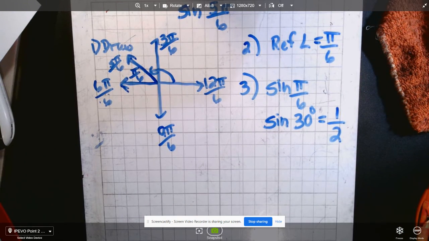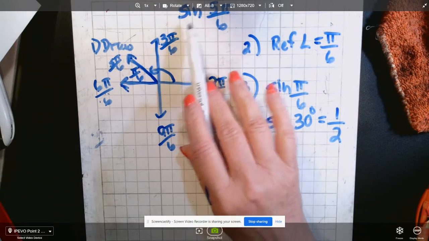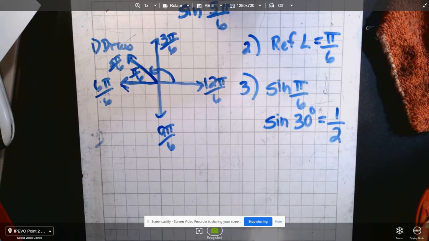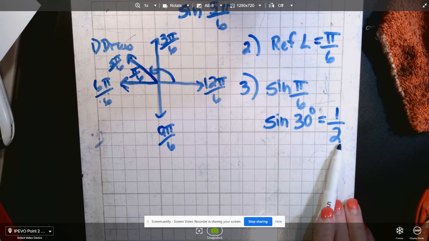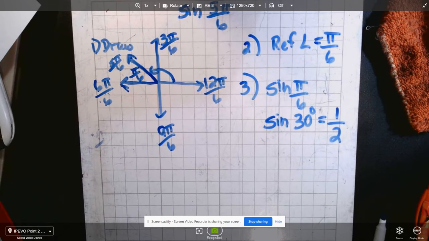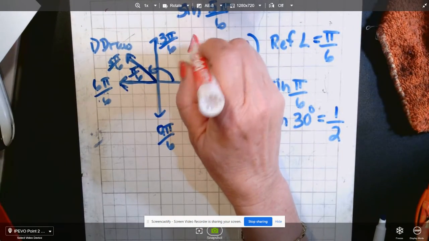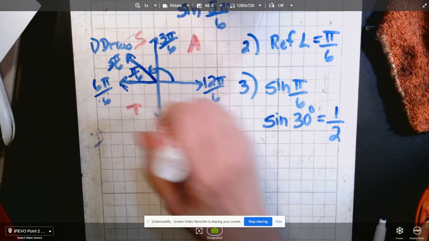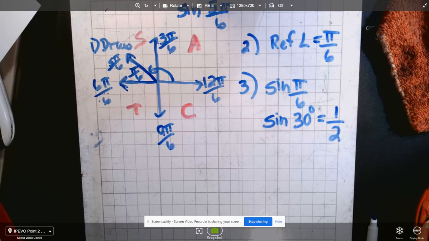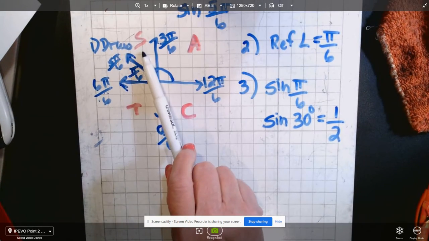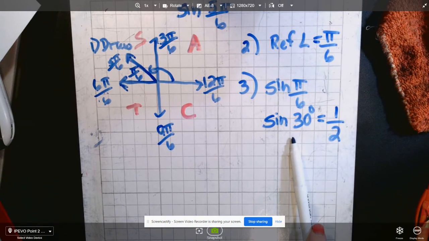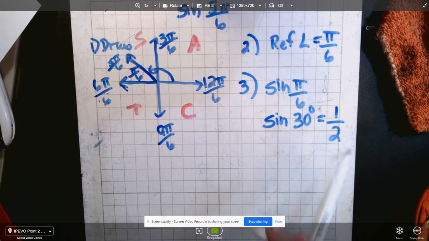So now I know that the sine of 5 pi over 6 is going to be the same as the sine of 30 degrees, which is 1/2. But what I don't know is whether it's positive 1/2 or negative 1/2. So now if you remember, we have All Students Take Calculus. In quadrant 2, only the sine is positive. I'm asking for the sine, so I know it'll be positive 1/2.